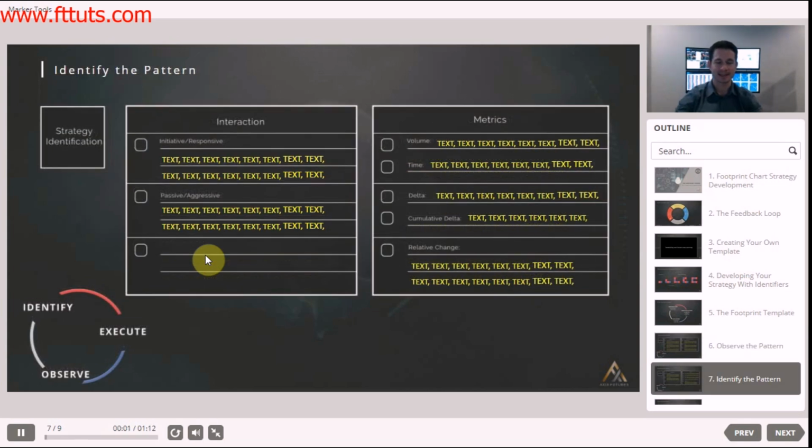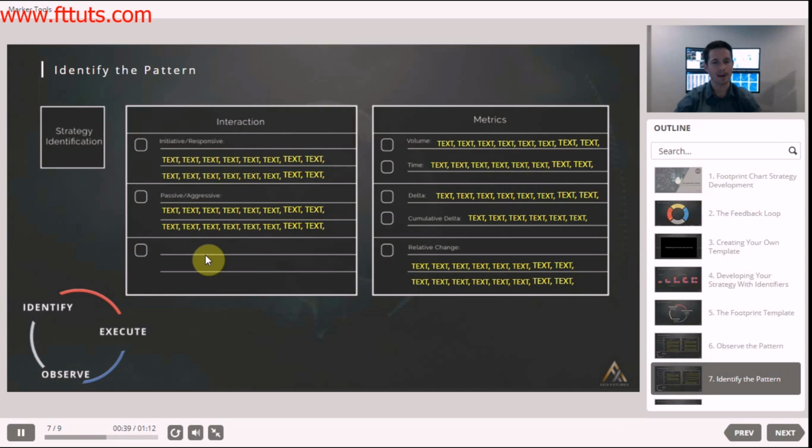Now this is the second section of the template that you're going to complete, and this is effectively the strategy identification. So these are the identifiers that you will need to recognize in order for one of the 10 strategies to be in play. Now, the first thing to look at is the two subsections, which is interaction and then the metrics. In terms of interaction, we're going to focus on was there initiative or responsive type price action? Was there passive or aggressive type price action? So it's the real interaction between the buyers and sellers that we're going to focus on.